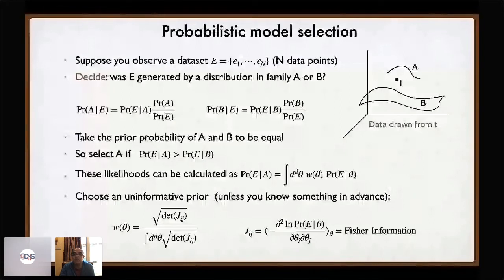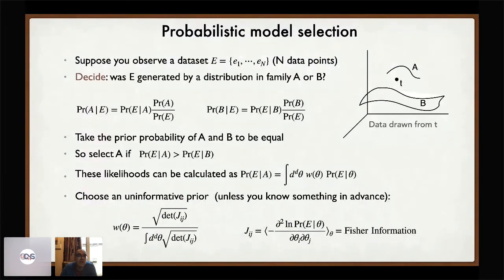You might suppose that the best thing to do is to evaluate, given this data, the probability that the data was generated by the family A versus the family B. So you want to compute the probability of A given the data E, or the probability of B given the data E. Optimal probabilistic model selection would say, pick whichever one is most likely, for example. You could pick that as a criterion.